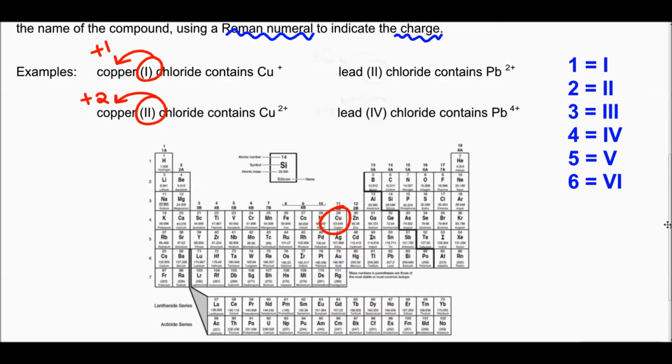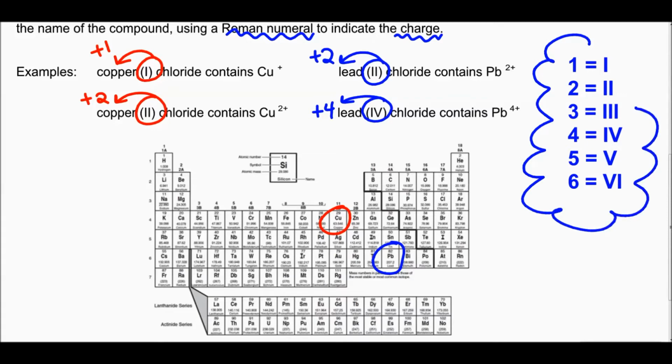In our example 3 and 4, we are discussing lead. Lead 2 chloride, the Roman numeral 2 tells you its charge is a +2. And lead 4 chloride, the Roman numeral 4 tells you lead's charge is a +4. If you are unfamiliar with Roman numerals, take a moment to write these numbers down into your notes packet.